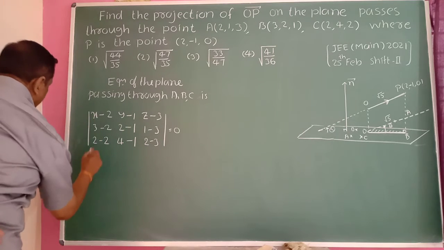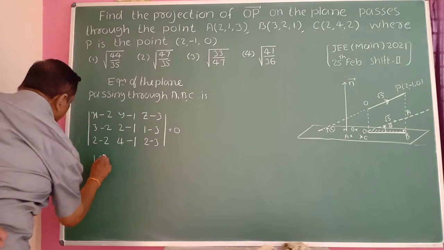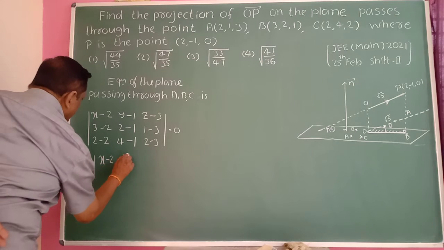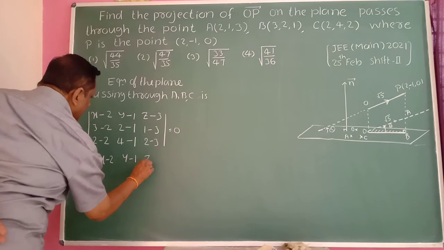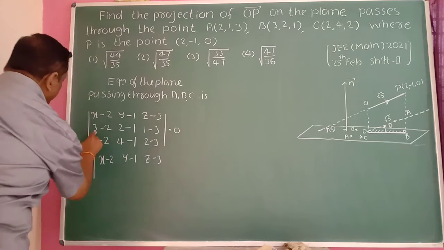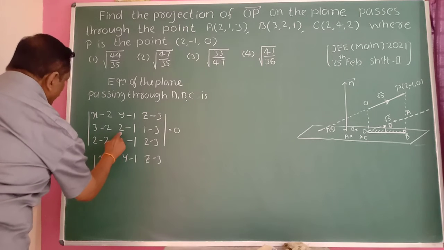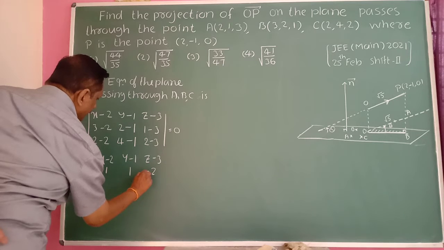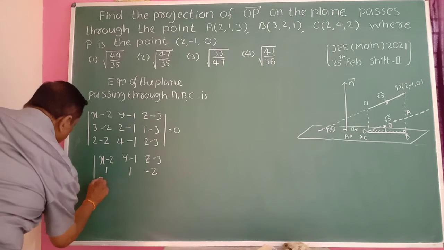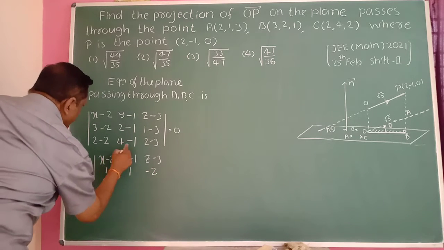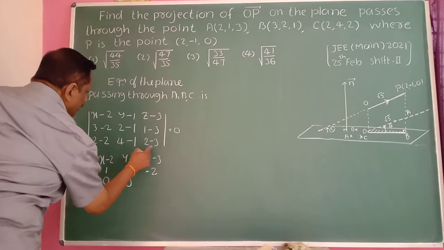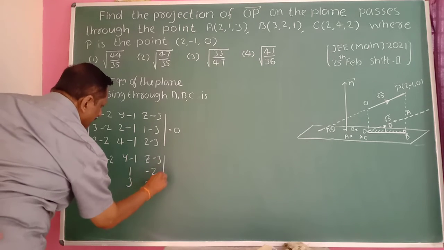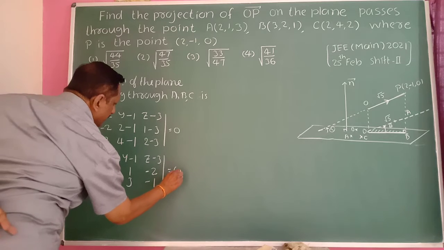Then the determinant of x minus 2, y minus 1, z minus 3; 3 minus 2 gives 1, 2 minus 1 is 1, 1 minus 3 is minus 2; then 2 minus 2 becomes 0, 4 minus 1 is 3, and 2 minus 3 gives minus 1; that is equal to 0.